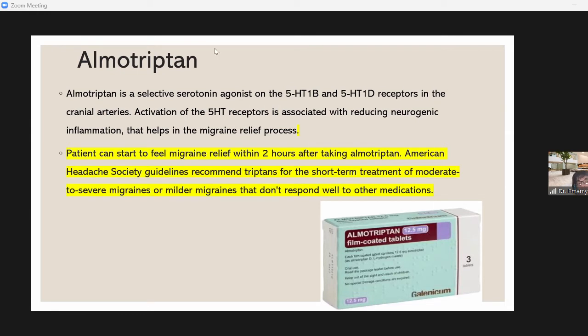While almatriptan is a drug for treatment of migraine, it's an agonist of 5-hydroxytryptamine receptors. It increases the activity of 5-hydroxytryptamine receptors, and it's a treatment for migraine. How does it work? How do you know that it's working for this patient? Patient should have some relief in 2 hours. So when you give almatriptan, patient usually starts feeling some relief after 2 hours.